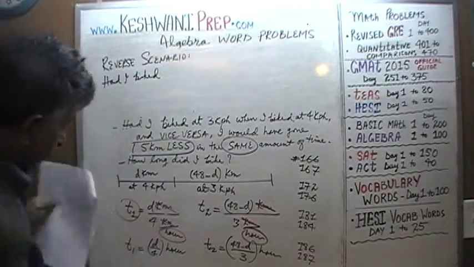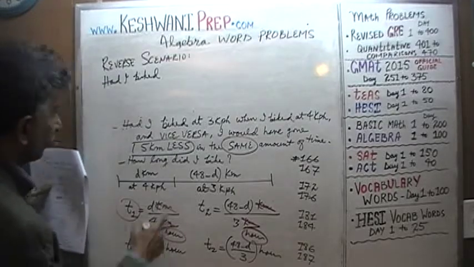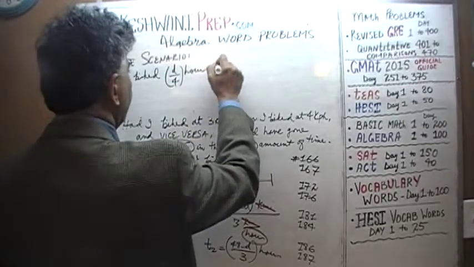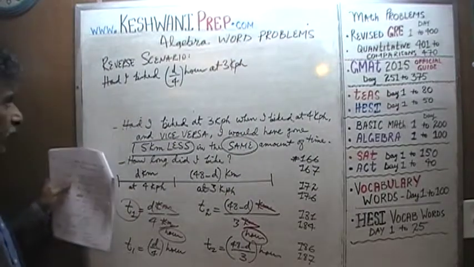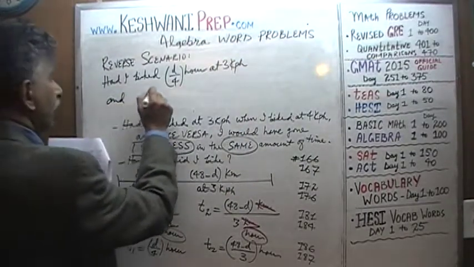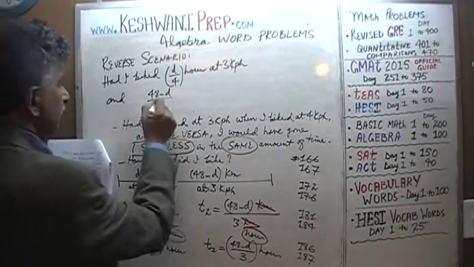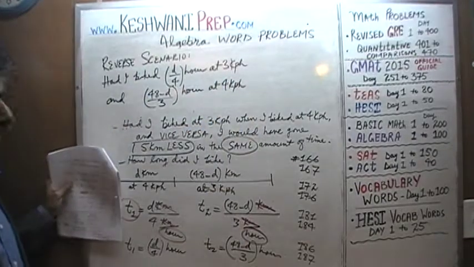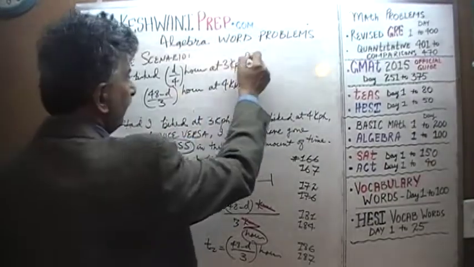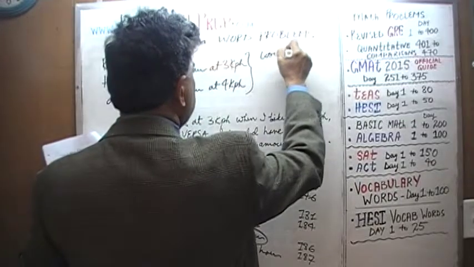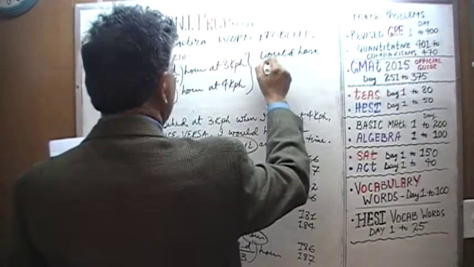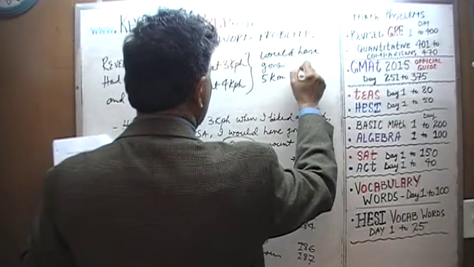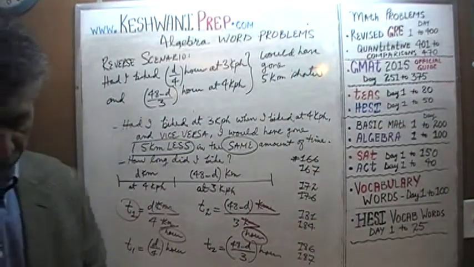had I biked d over 4 hours at 3 kilometers per hour, see, I slowed down in the beginning, and 48 minus d over 3 hours at 4 kilometers per hour. Had I done that, had I gone slower in the beginning and faster towards the end, in that scenario I would have gone 5 kilometers shorter. That's the gist of it. I would have gone 5 kilometers less.